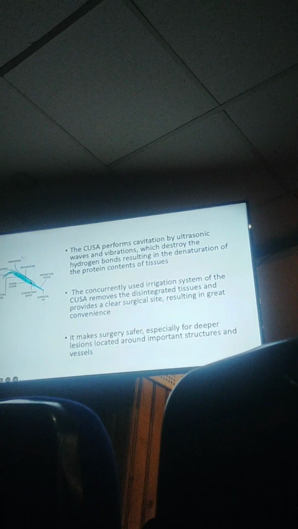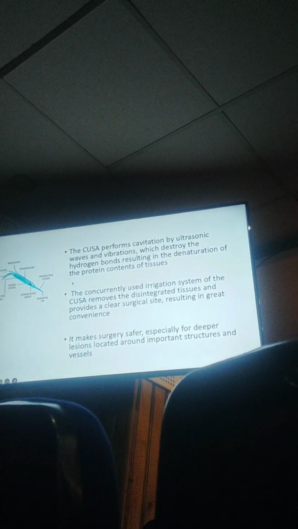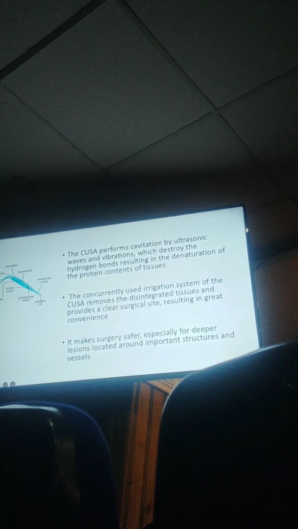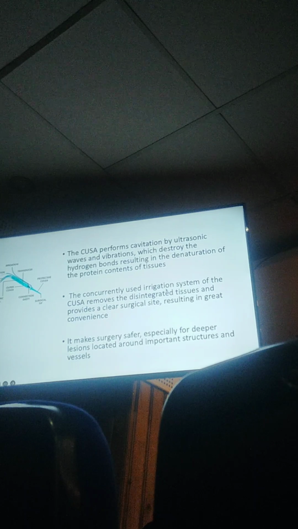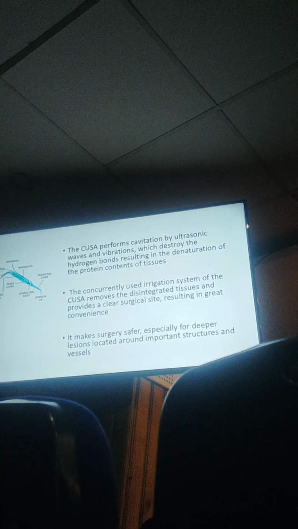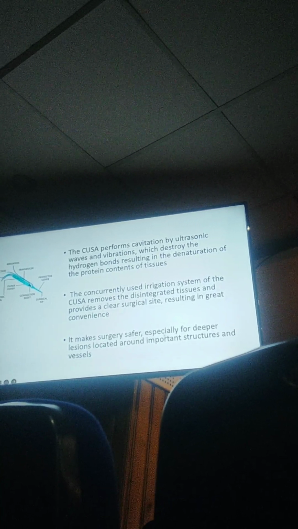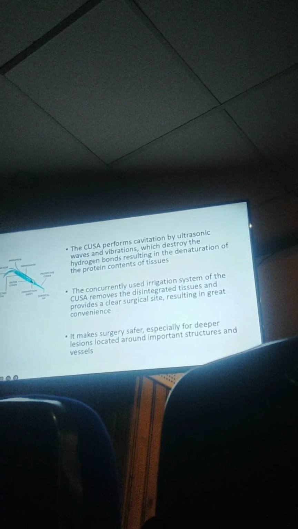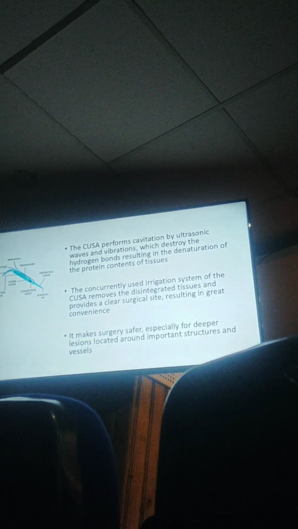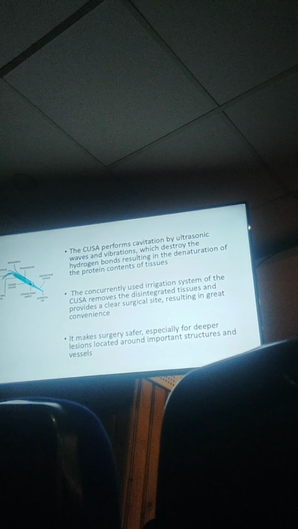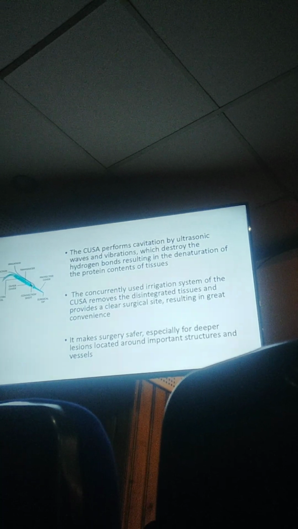This is the tip. The tip vibrates, there is irrigation, and there is suction. So it's all in one type of tip. And the advantage is that low heat is used, so lateral damage will be less, and that makes surgery safer, especially for deeper lesions located around important structures and vessels. So it is basically used in liver surgery, even in neurosurgery and other places where we need to safeguard important structures and vessels.